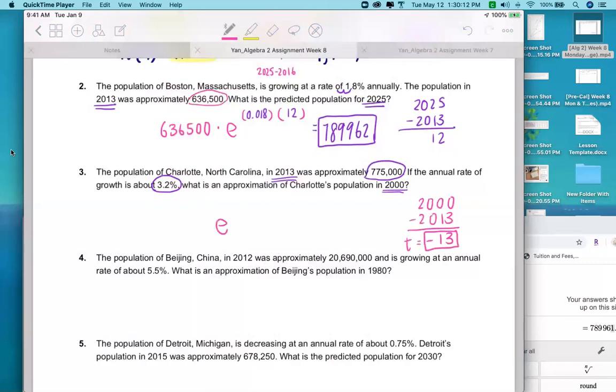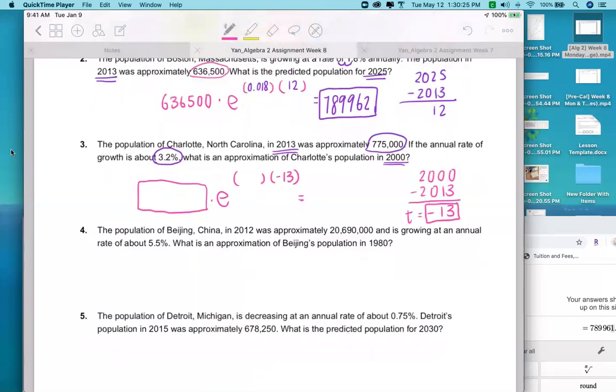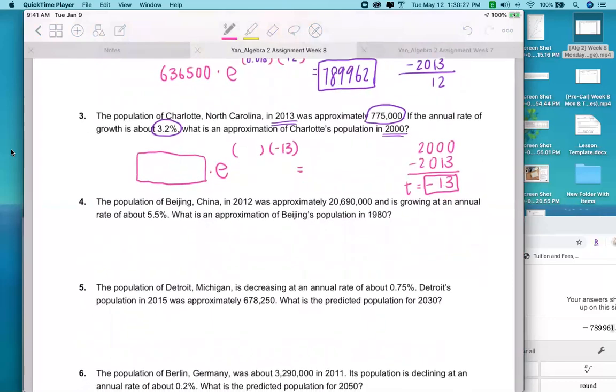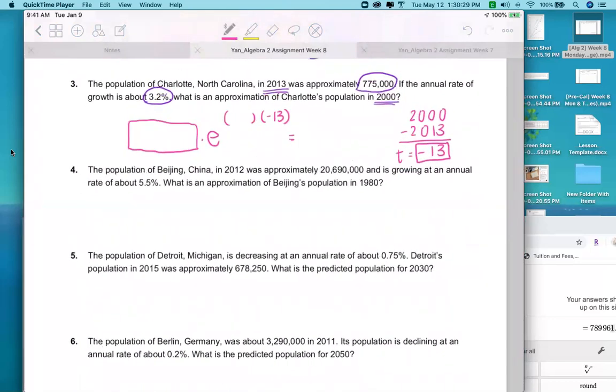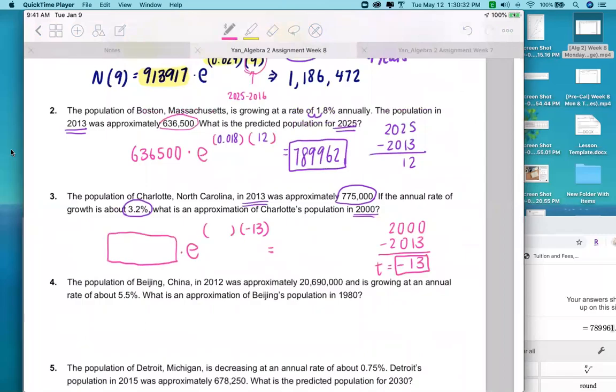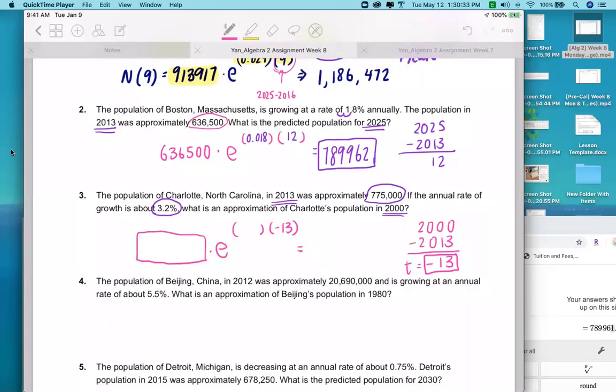Okay, so I'm going to set up everything. But up here, this is going to be negative 13. Okay, go ahead and do number 3. And if you're done with number 3, go ahead and do the rest of them. And maybe I should have this question like that, so you have something to refer to. Okay, go ahead and do number 3 and number 4 if you can.